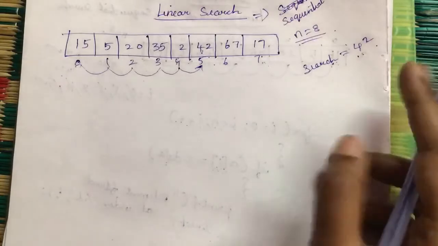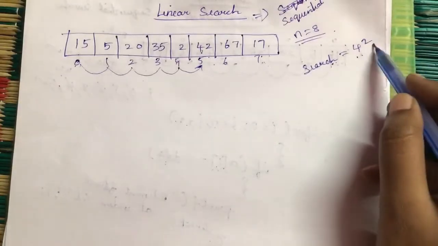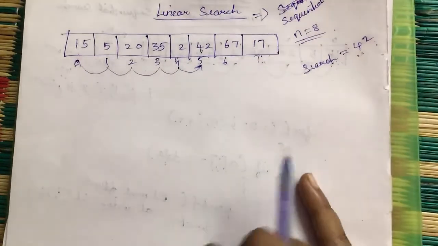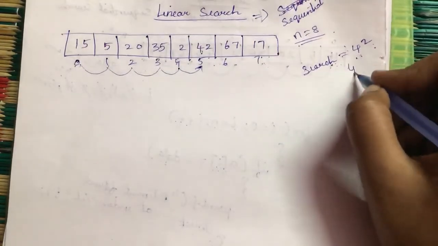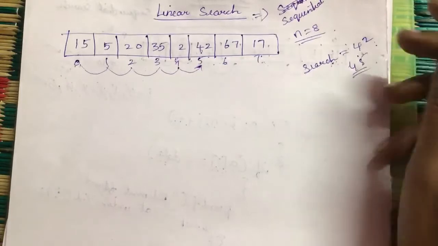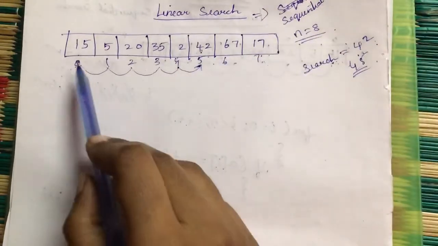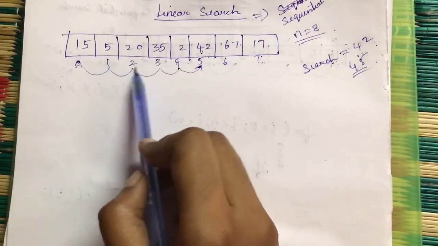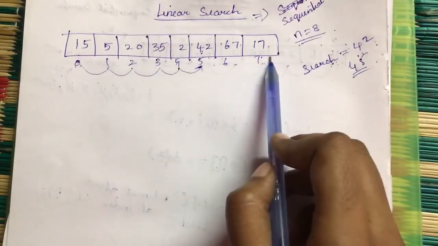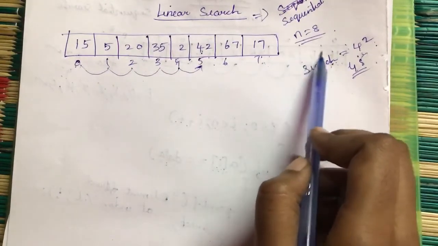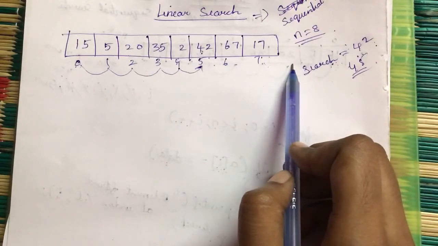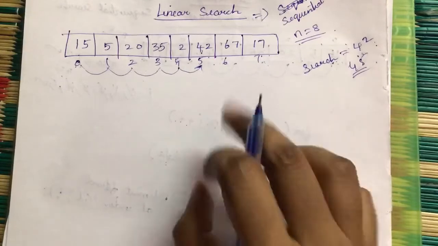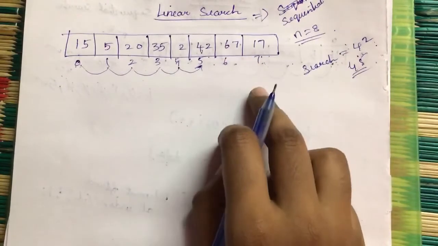So there are two conditions. Search is equal to 42. One condition is that the number is in the array. The other condition is that the search element is not in the array at all. In that case it will compare 45 with 15, 5, 20 and so on till the end, and at last the element is not in the array. So these are the two conditions for searching: the element is in the array, or the element is not in the array.